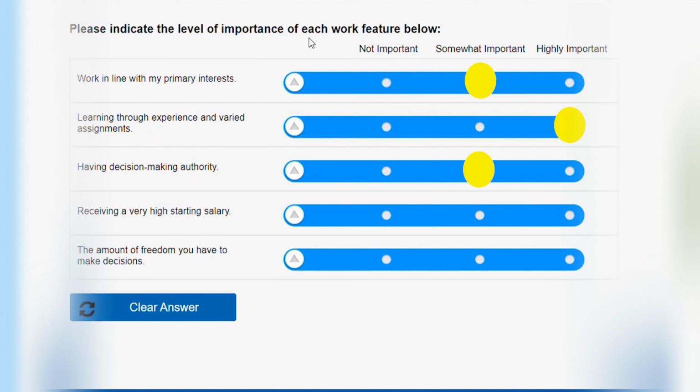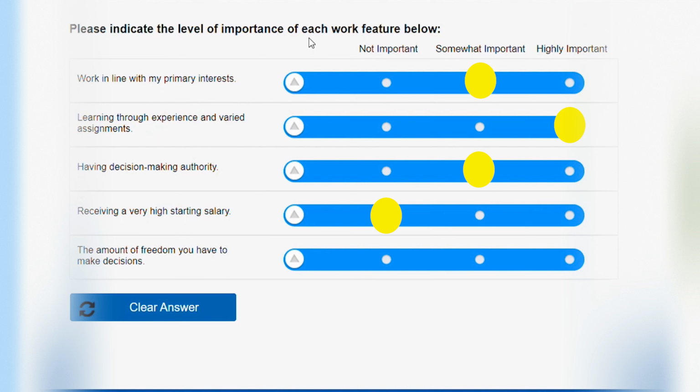Receiving a very high starting salary. I would even pick not important here, just to have color across this chart and not just be between somewhat important and highly important. You can just pick not important. It really doesn't matter. P&G has a standard salary that they offer to everyone. Even if you pick not important here, it won't change anything. They will offer the same salary to you that they offer to every other new hire.